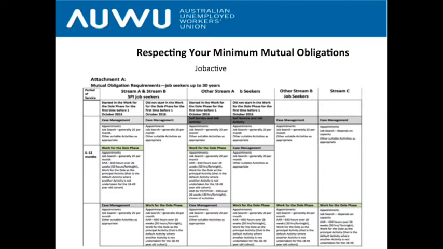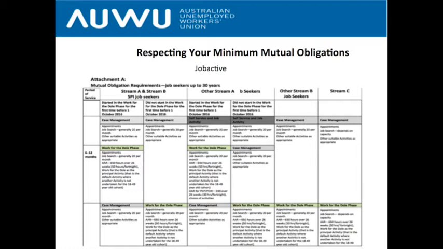The third requirement is what's known here on the graph as the work for the dole phase. And this is another really tricky aspect, because even though it's called the work for the dole phase, you don't actually technically have to do work for the dole. So it's a strange one, and I'll get into that in a little bit more detail. These days, the work for the dole phase begins after 1 year of being on the New Start payment, or 1 year of being with the job active agency, and generally the hours are the same. It's 50 hours per fortnight over 26 weeks. A total of 650 hours.